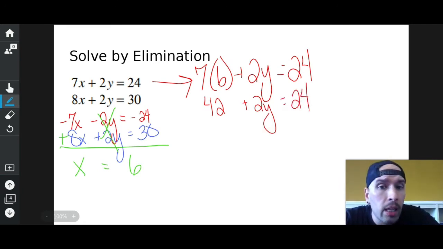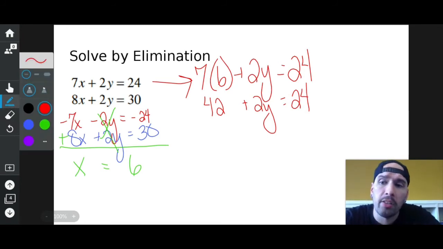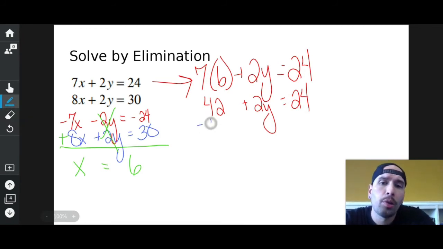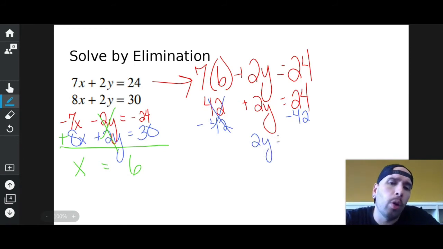42 is in the way. 2 is in the way. Let's get rid of 42 first. Drop down the 2y. 24 minus 42 is negative 18. Struggled with that one for a second there.